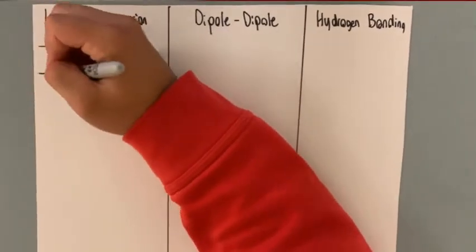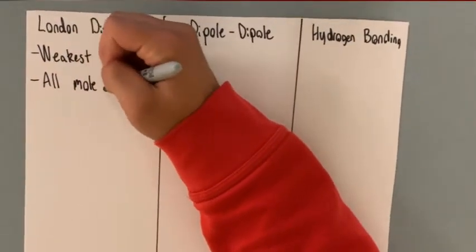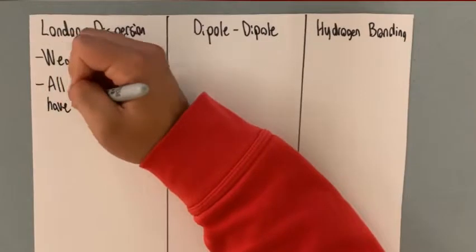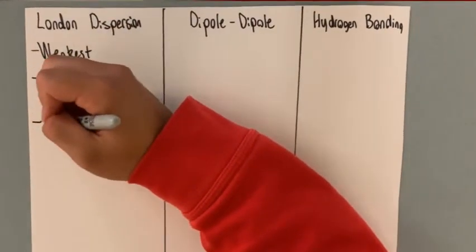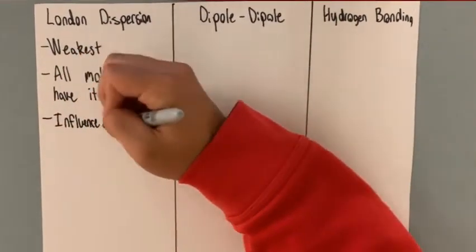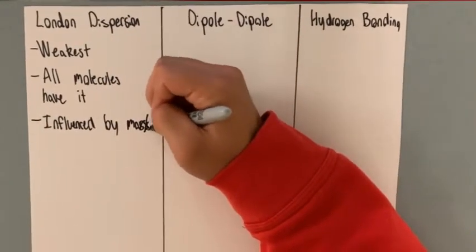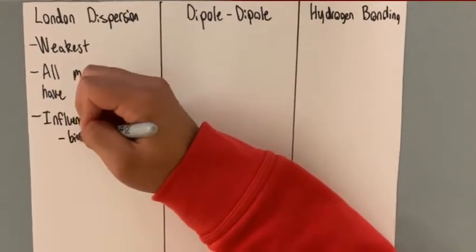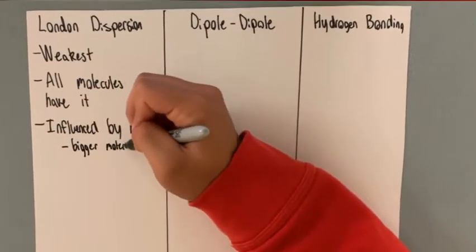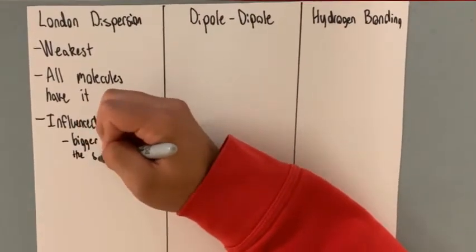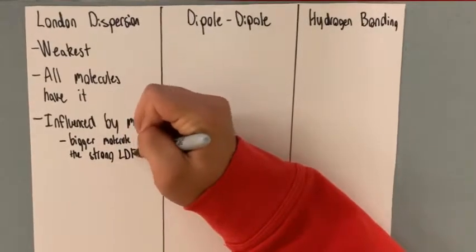Intermolecular forces, also known as IMFs, are the forces between molecules. There are different types of IMF, including London dispersion, dipole-dipole, and hydrogen bonding. London dispersion is the weakest IMF. It is in all molecules and is influenced by the mass and size, so the bigger the molecule, the stronger the LDF.